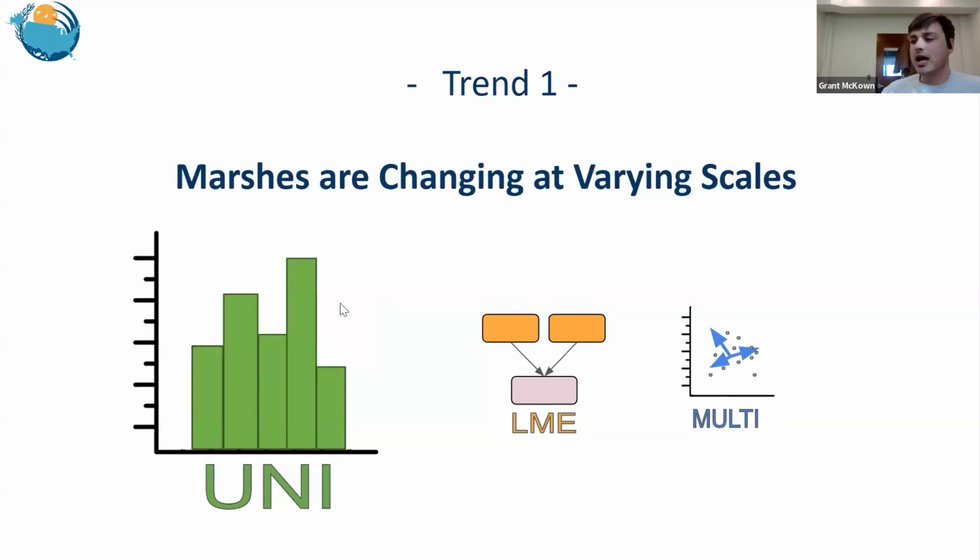And so for each trend, we have a title screen like this. And for reference, we have shown which statistical approach we're going to talk about in this. And just to highlight, almost every trend was supported by all 3 statistical approaches. And for the first trend, I'm going to talk about the univariate analysis.